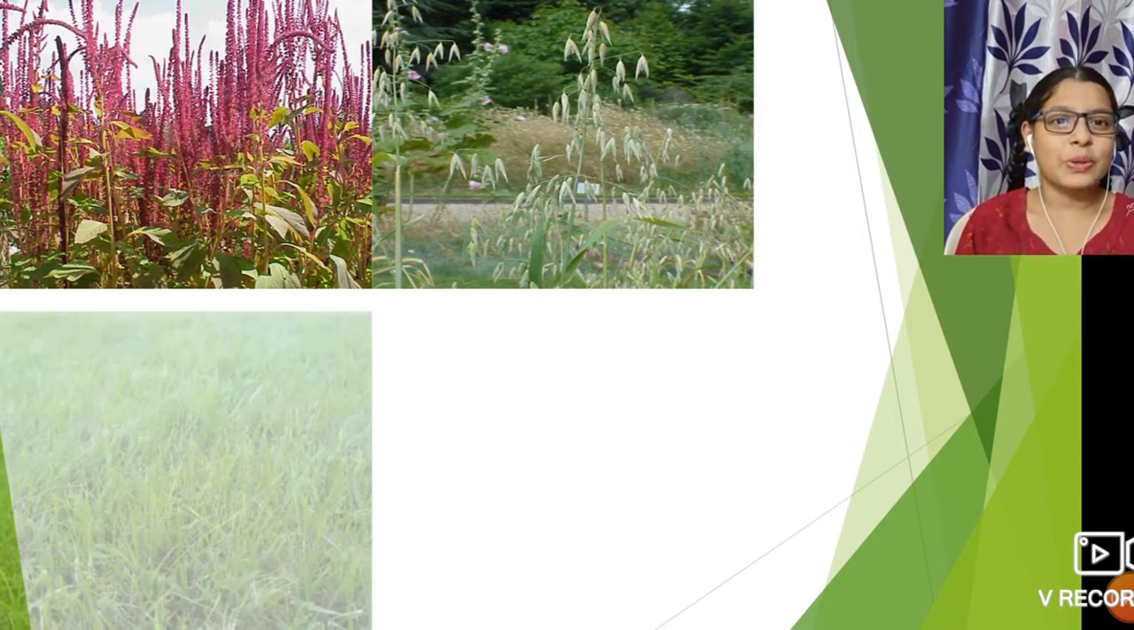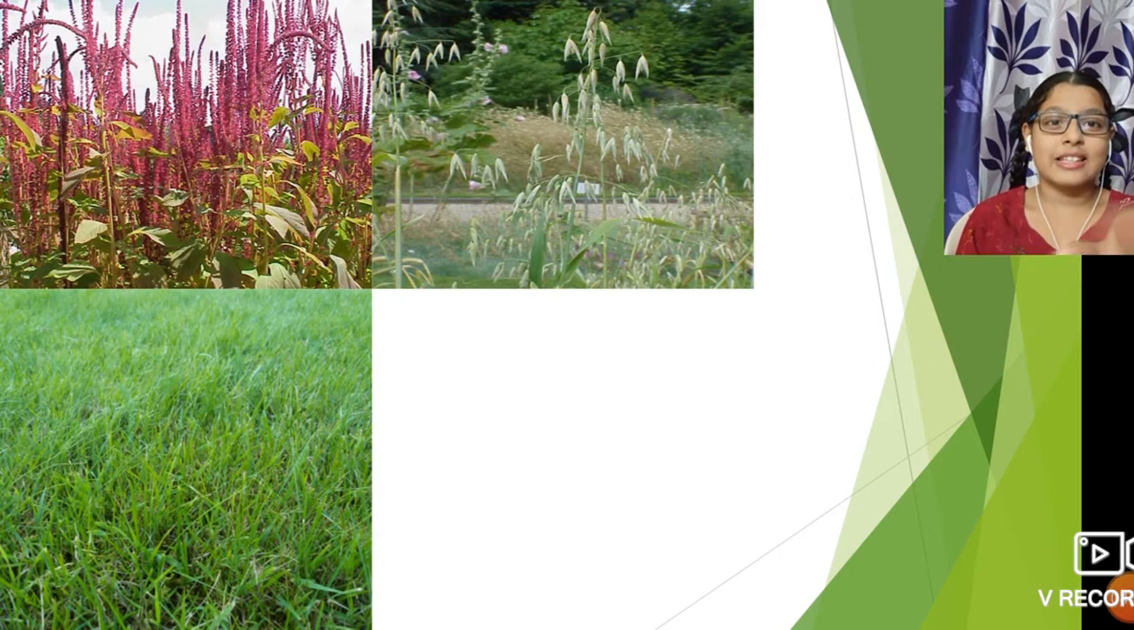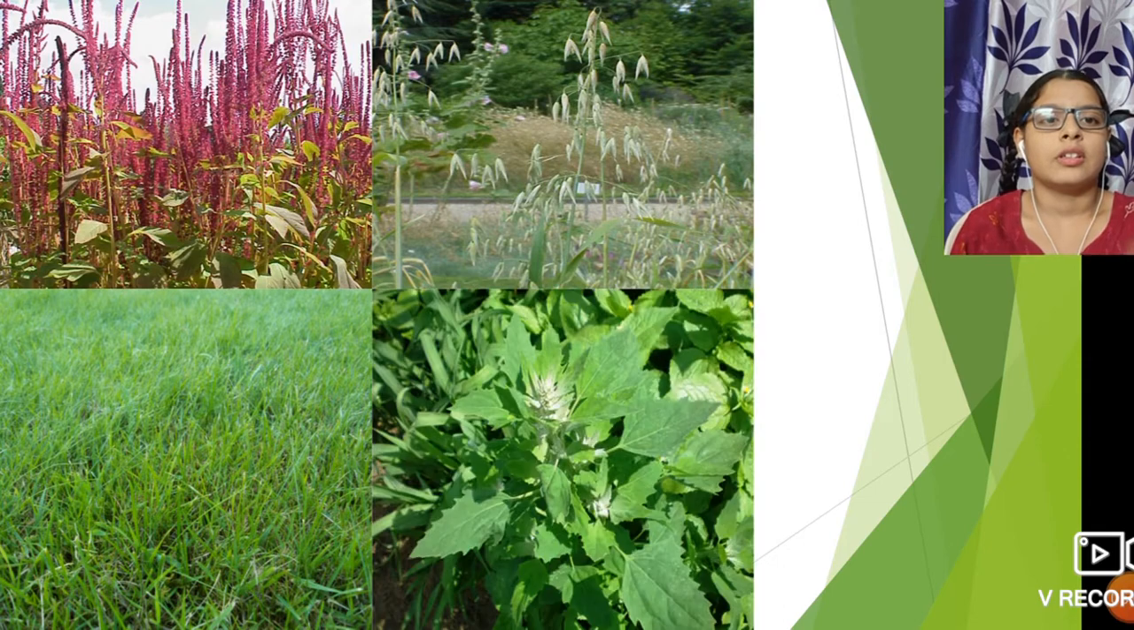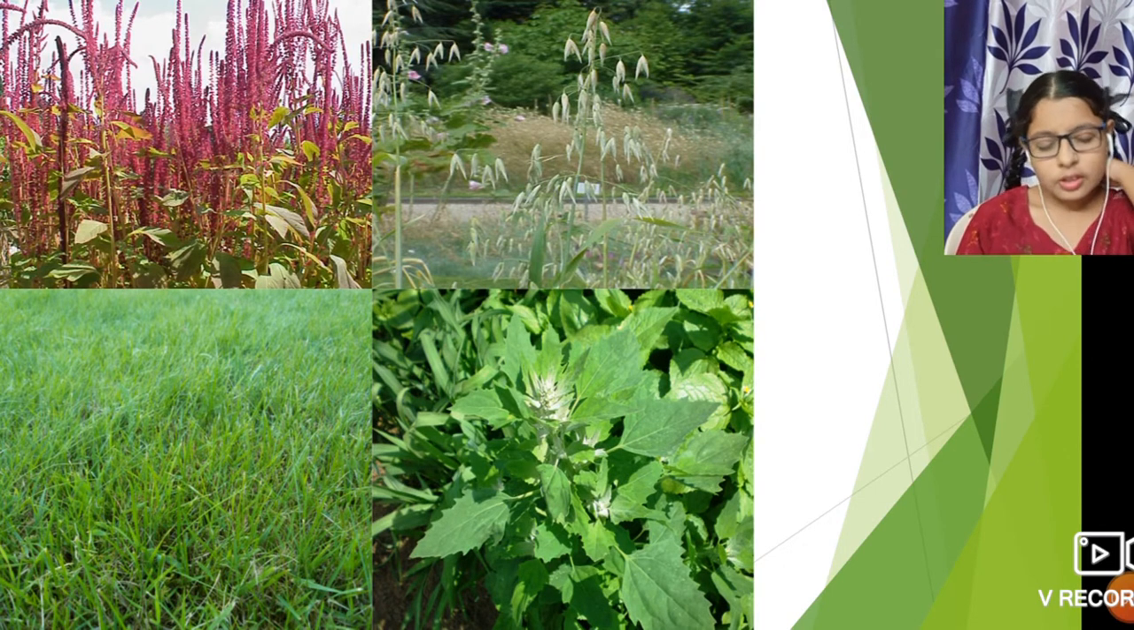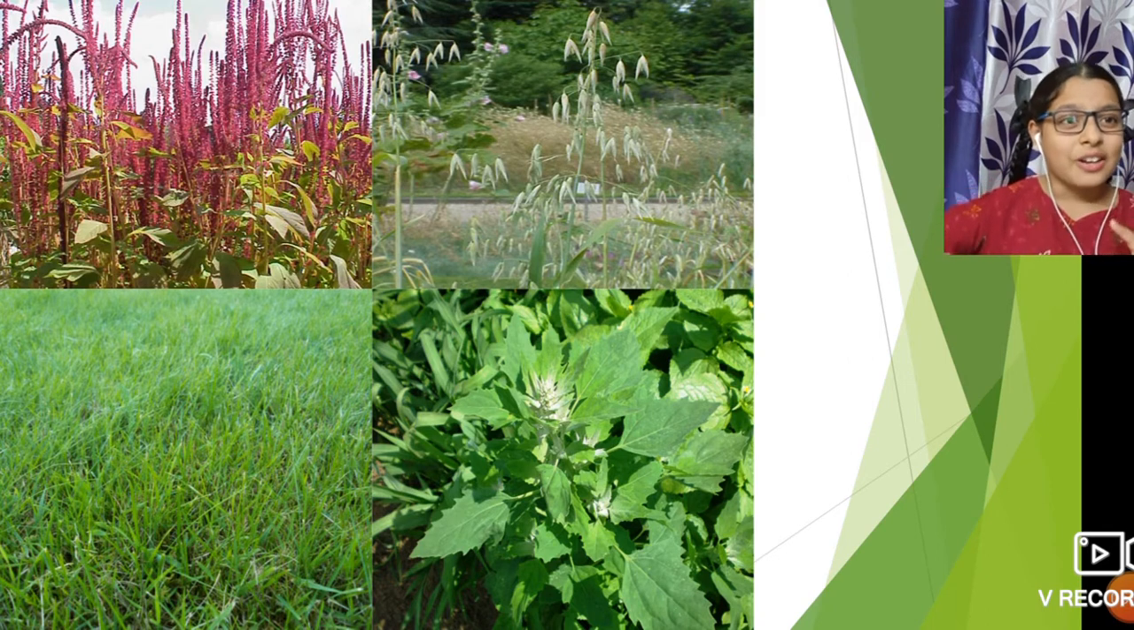The third picture is grass. Grass looks like this, amaranthus looks like this, and the wild oat looks like that. These are the examples known as weeds, and they grow among the crops. These weeds need not be grown in the field.